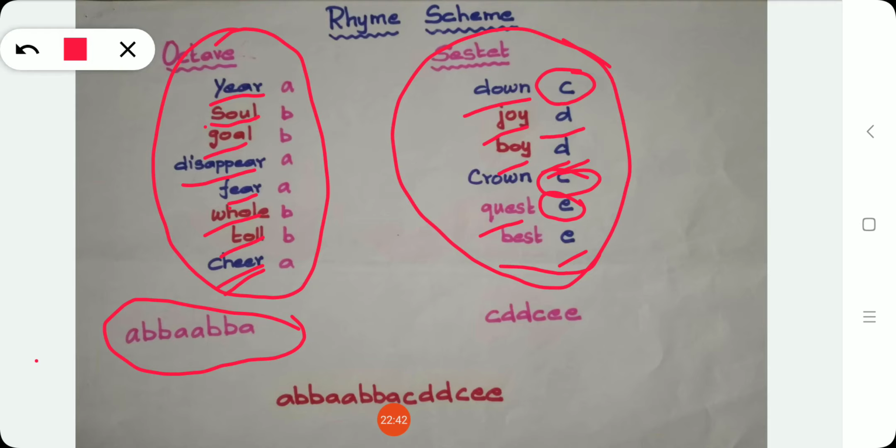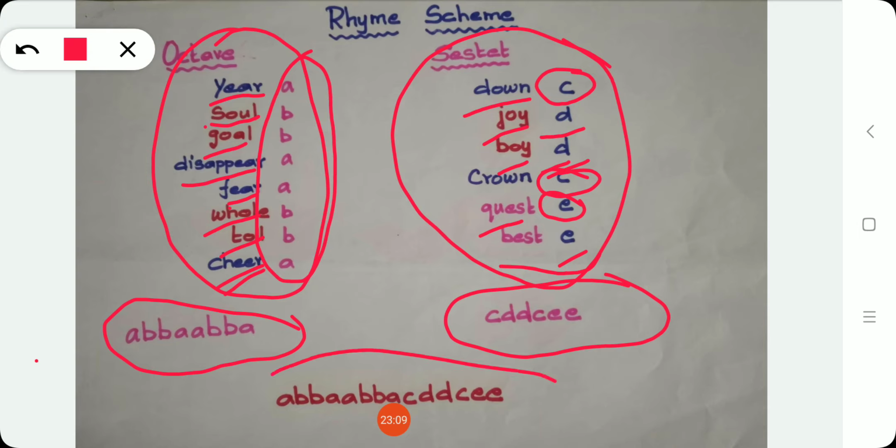So the rhyme scheme of the sestet, that is the second 6 lines, is C, D, D, C, E, E. So the rhyme scheme of the octet is A, B, B, A, B, B, A, and the rhyme scheme for the sestet is C, D, D, C, E, E. So the rhyme scheme of the entire poem, we can write like this.